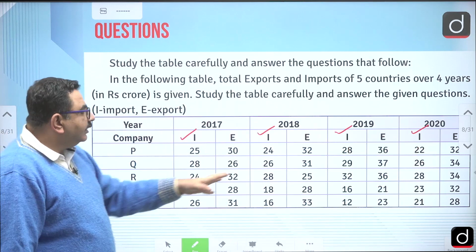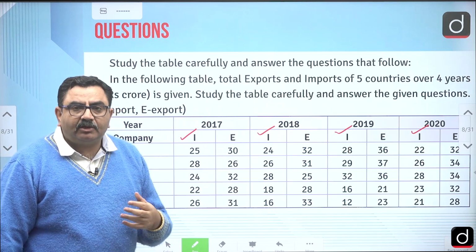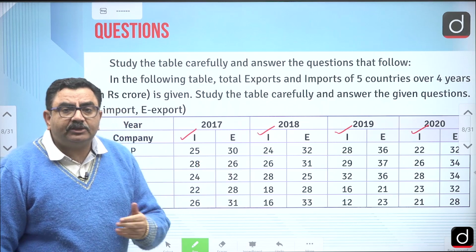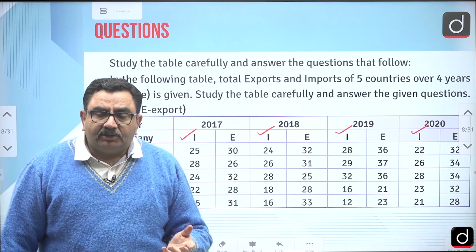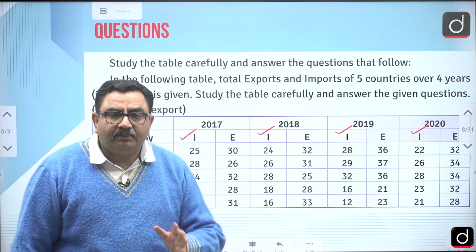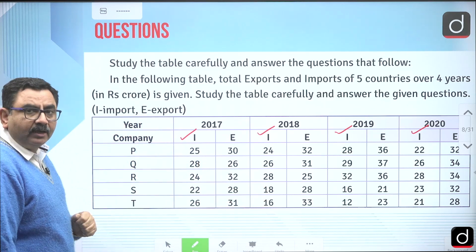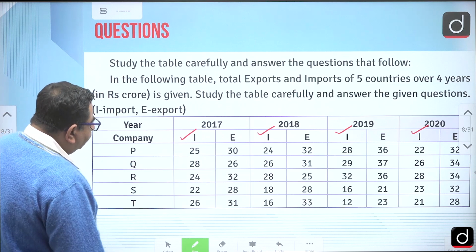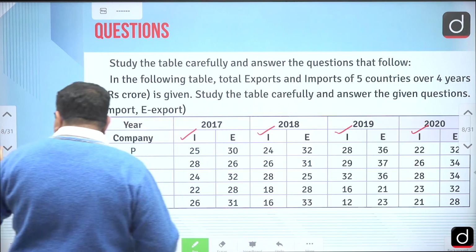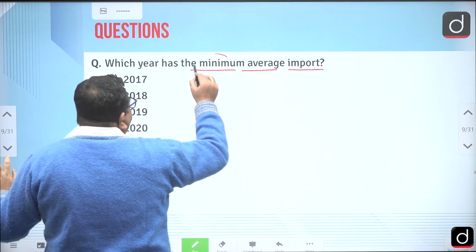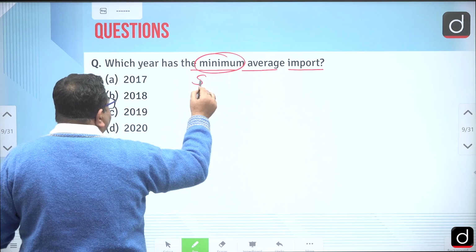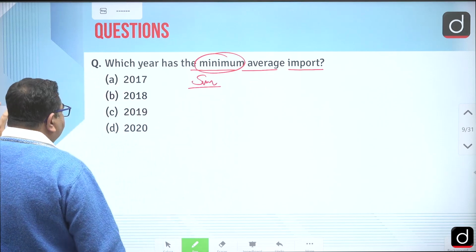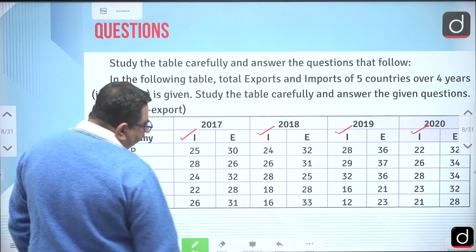Since every data we have to divide by 5, and we are not supposed to get the absolute value, we just have to see which is minimum, which is maximum. So can I say we can see only the sum, because all the sums we have to divide by 5, right? So here in 2017, now what we have to find? Minimum average. So we have to find the sum of all the imports which is minimum, right? So let's see where we can get the sum minimum.